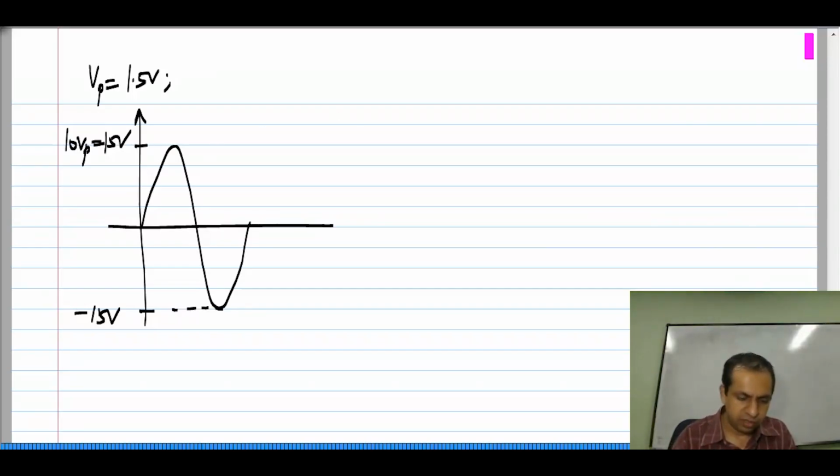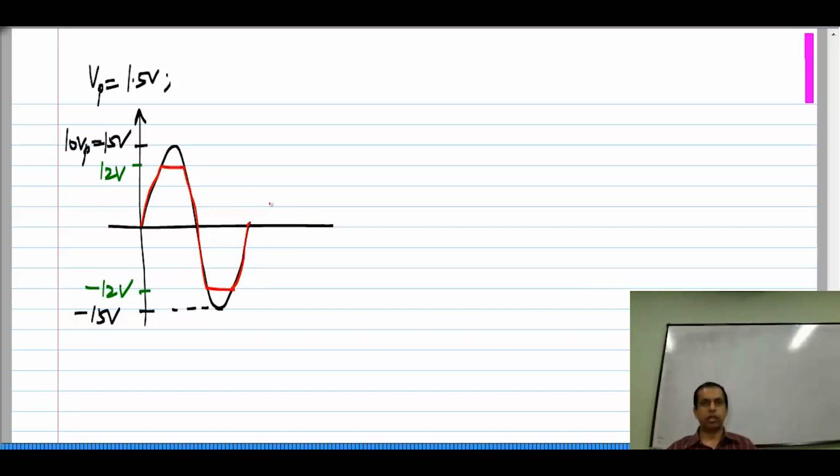What will happen is that because the upper limit is 12 volts and the lower limit is minus 12 volts, the output will follow the expected one as long as it is within 12 volts and minus 12 volts, and it will saturate there. Similarly, it will come down, it will saturate there, and so on. So, clearly this is not a good amplifier, because the output shape does not resemble the input shape anymore, and the output is not simply 10 times the input.